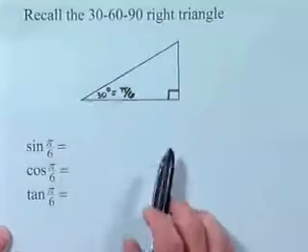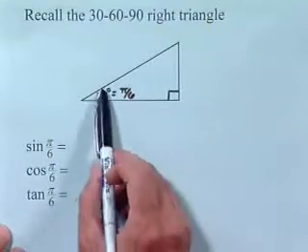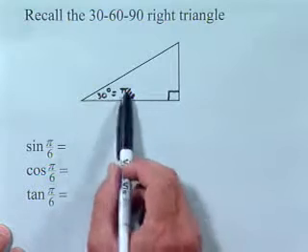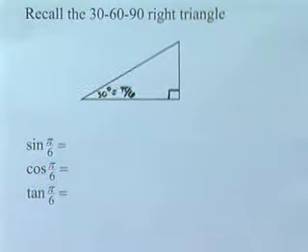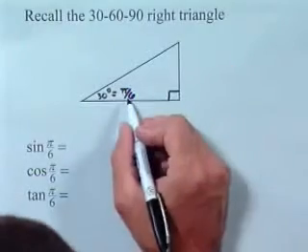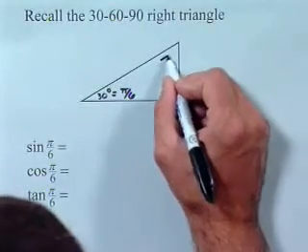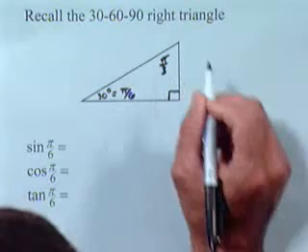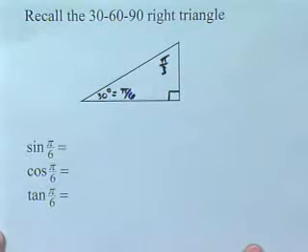Let's remember our 30, 60, 90 special right triangle. All right, so here's our right triangle. And let's say that this angle here is 30 degrees, or pi over 6. Let's remember the dimensions here of our special right triangle. If this is pi over 6, this is pi over 3. That'd be 60 degrees.